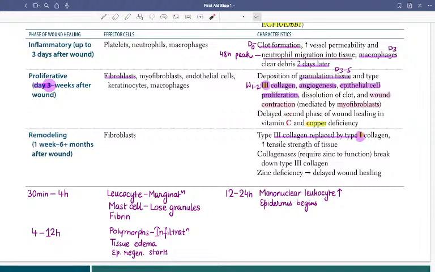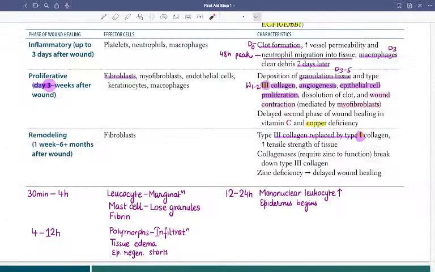So here we had vitamin C and copper. Vitamin C and copper is the second phase, that is the proliferative phase, and zinc deficiency is the remodeling phase. So this is important. Zinc deficiency, remodeling. Vitamin C, copper deficiency, proliferative.